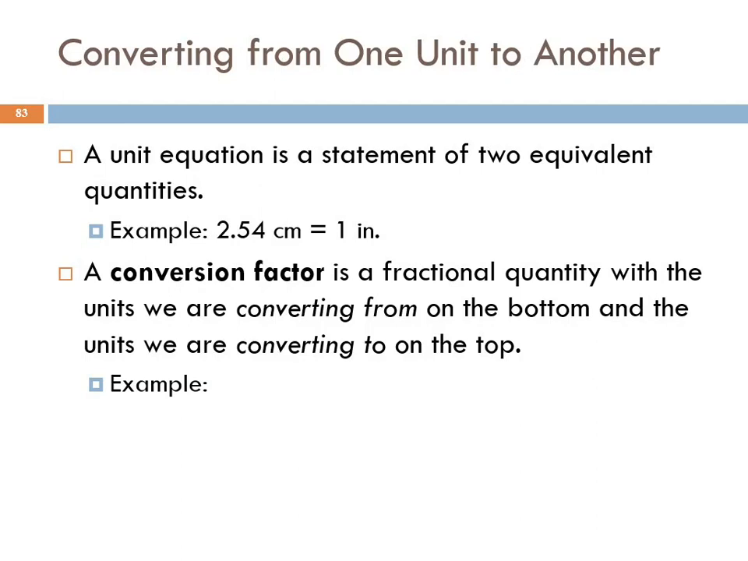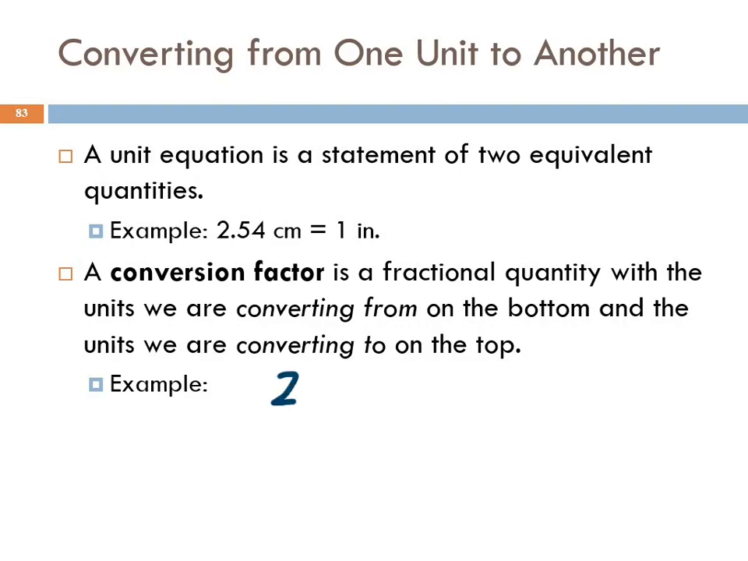So I'll try to go through this quickly. A unit equation is a statement of two equivalent quantities. Example, 2.54 centimeters is equal to 1 inch. These are different units of measurement, but they're representing the same length. They're just different ways of stating the same thing. They're equal. A conversion factor is when you take that equivalent statement, that unit equation, and you make it into a fraction.